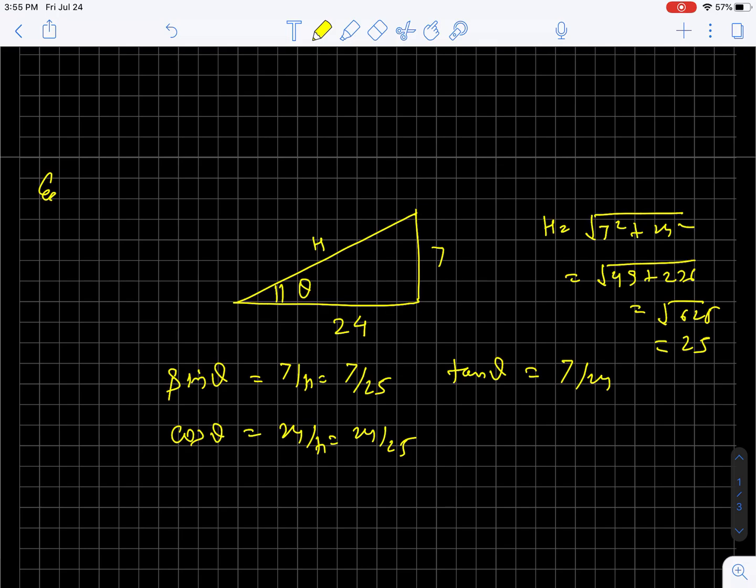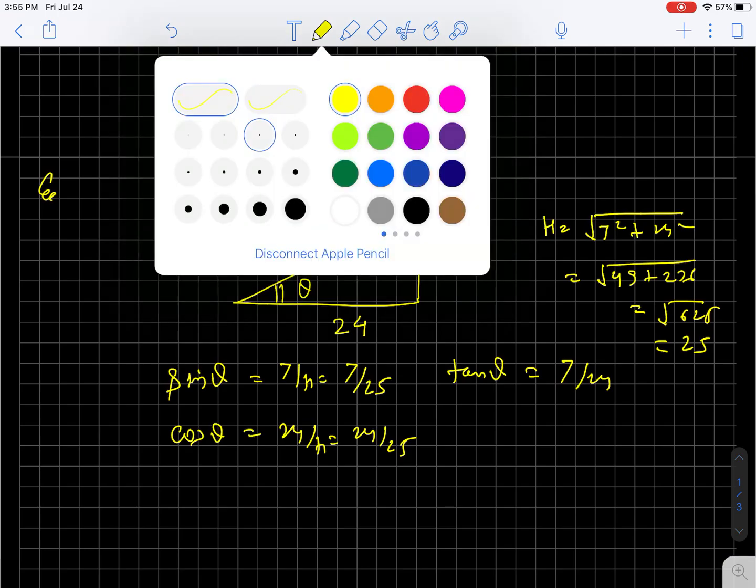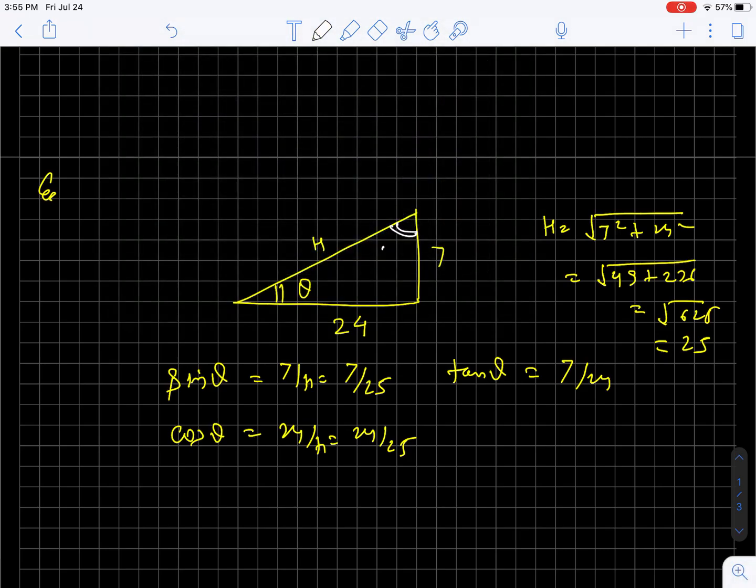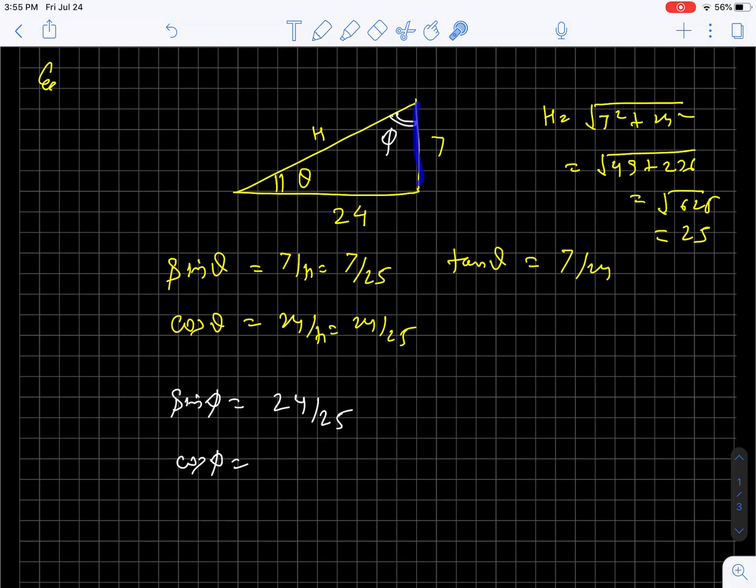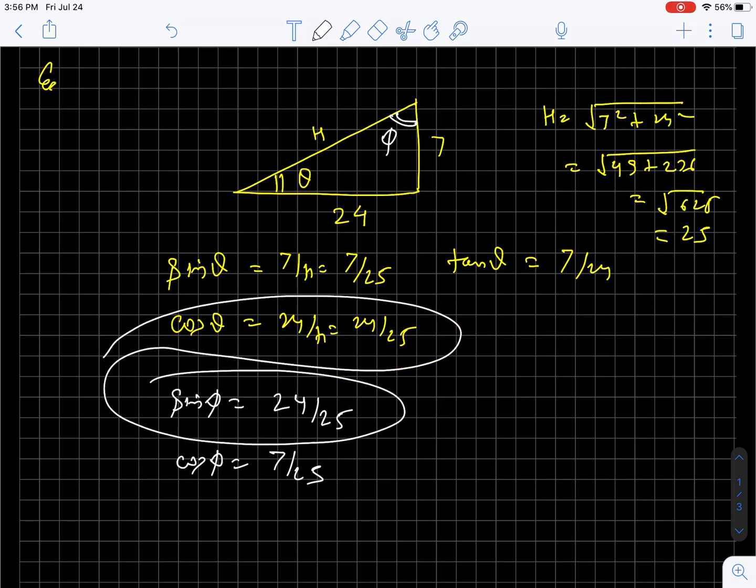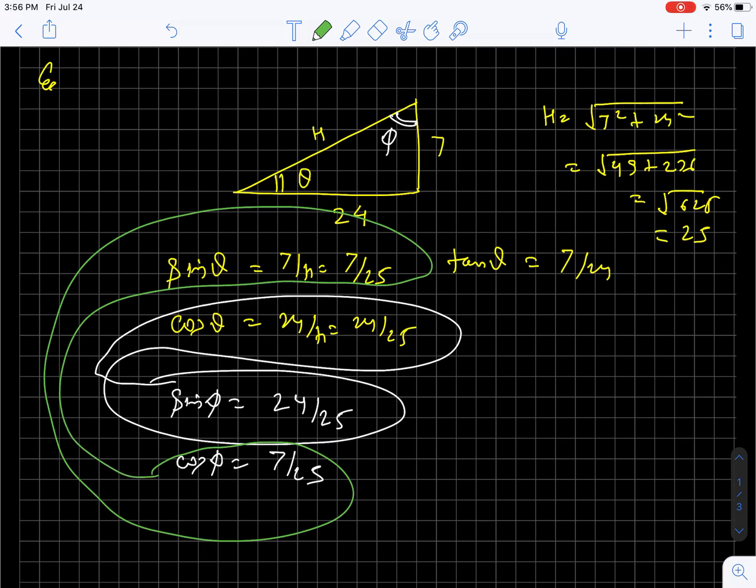Now, let's say this other angle is phi. Can you tell me the value of sine phi? The perspective has changed. For phi, the opposite side is the perpendicular, this side is the base, and this is the hypotenuse. Then sine phi is equal to 24 divided by 25. Cos phi is base divided by hypotenuse, so the answer is 7 divided by 25. You will say sine phi is equal to cos theta, and similarly cos phi is equal to sine theta.